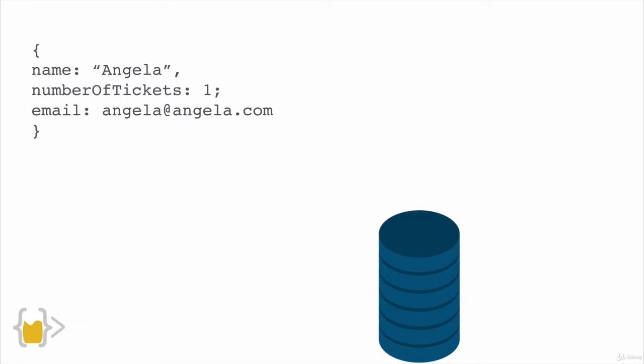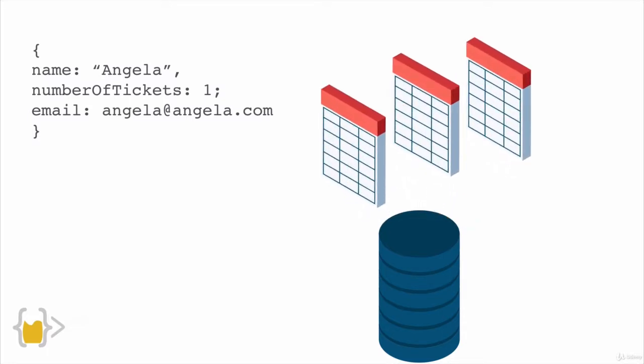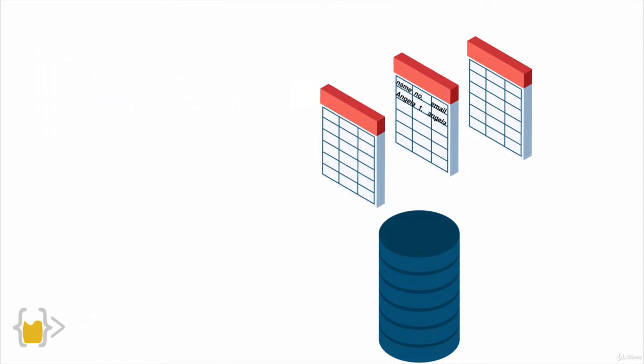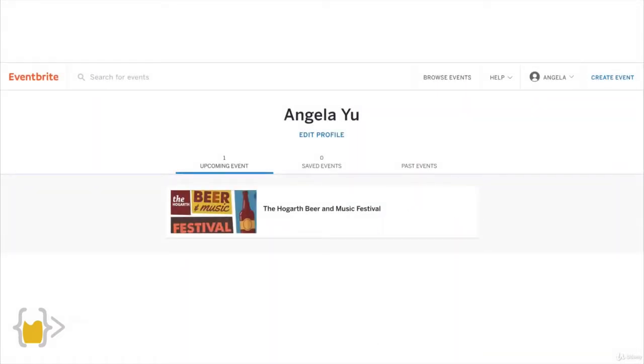And for simplicity's sake, you can just imagine these databases as these giant Excel spreadsheets living somewhere. And all of my data that I enter gets saved onto these spreadsheets. And that means that when I come back at a later date, I'm able to log back onto Eventbrite and it will be able to retrieve from its database all of the data that is associated with my account. So for example, it could retrieve my ticket to the Hogarth Beer and Music Festival.